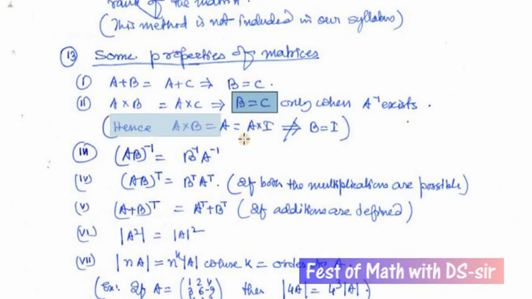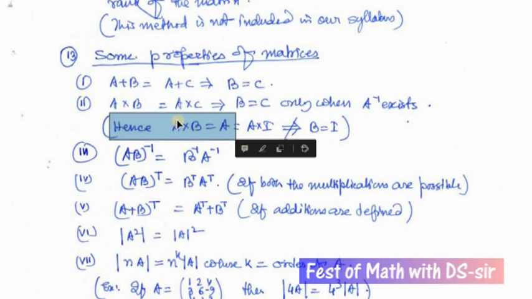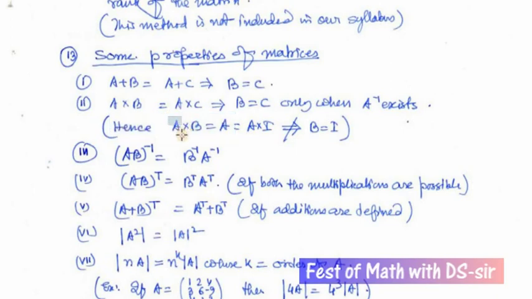Hence note that A into B is equal to A. What did we do? We multiply both sides of the equation on the left by A inverse, so A inverse A into B. A inverse A is I, so B is equal to I. A into A inverse is I. But this happens only when A is invertible, that is, A is a square matrix, non-singular. That's why note that A into B is equal to A does not imply B is equal to I. That implies B is equal to I when A is a non-singular square matrix. Two very important theorems.